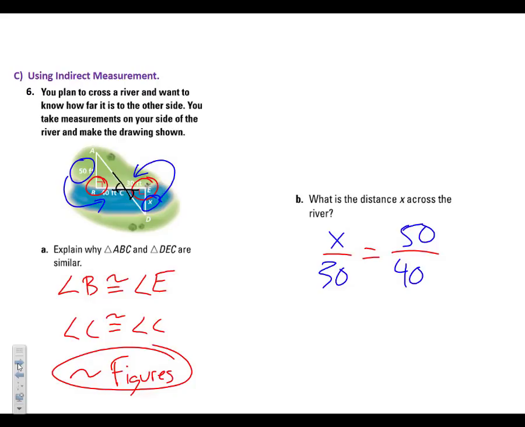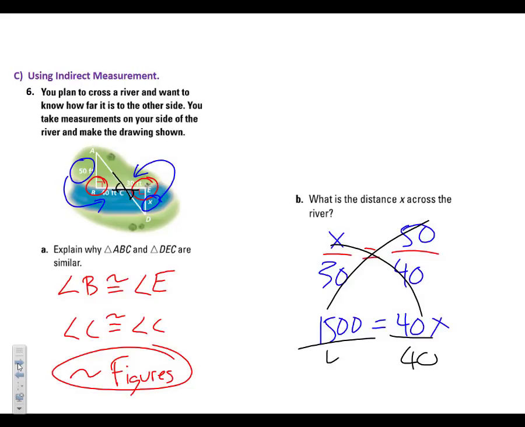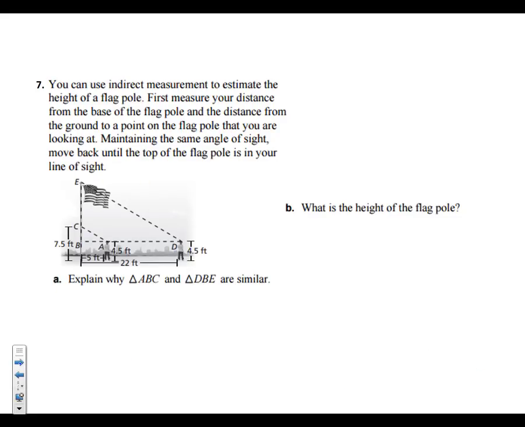And then when I do cross products, I would get that 50 times 30, which is 1,500, is equal to 40x. When I divide by 40, I get that x is equal to 37.5 feet across that river. Very good. Again, pause and write, and then continue on with our next example, which is right here.